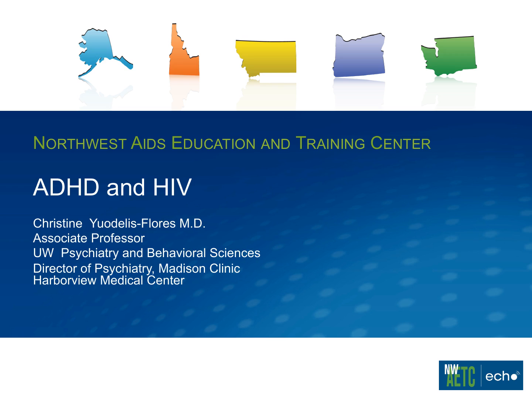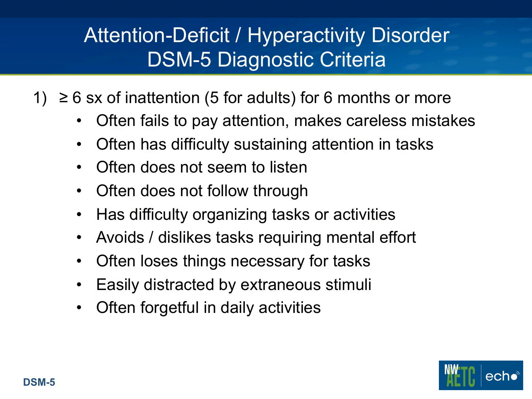ADHD and HIV. We're going to talk a little bit about the diagnosis of ADHD first, because there have been some changes since DSM-5 came out last May. It's actually easier to diagnose ADHD now. First of all, you have to have either symptoms of inattention or symptoms of hyperactivity, and usually it's both. To diagnose, they need 6 or more symptoms of inattention, 5 or more for adults, and it has to be basically continual for 6 months or more.